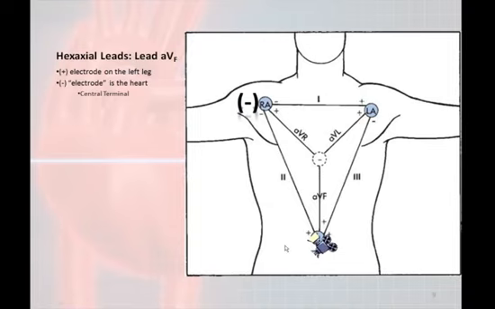The same principle applies to AVF. We're going to place the positive electrode down here on the left foot. We're going to place the negative electrode up here on the right arm to give us lead 2. But if we move this negative electrode from the right arm down to the central terminal, it will change the angle of our camera. It will change it from a lead 2 view into an AVF view. So now we're looking from the left foot directly up at the bottom of the heart.